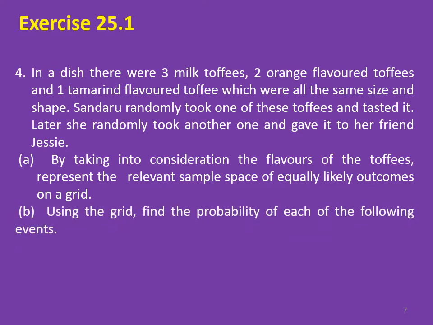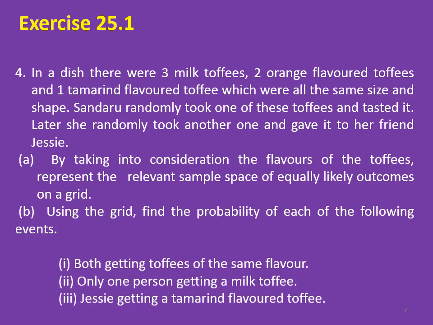Part B. Using the grid, find the probability of each of the following events. The events are given in our question. They are both getting toffees of the same flavor. Second one, only one person getting a milk toffee. Third one, Jessie getting a tamarind flavored toffee.